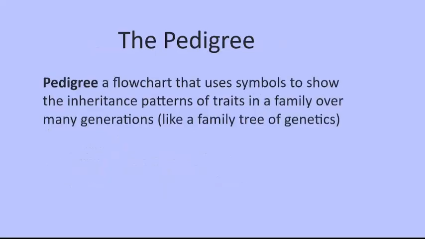It's not too hard. So the pedigree is a flowchart that uses symbols to show the inheritance pattern of certain traits in a family over many generations, like a family tree of genetics. The reason we do this is because we want to know the chance of your baby potentially having a disease. Obviously it's not ethical to make you reproduce with another person just to test for the disease. So essentially we look at what happened before you.